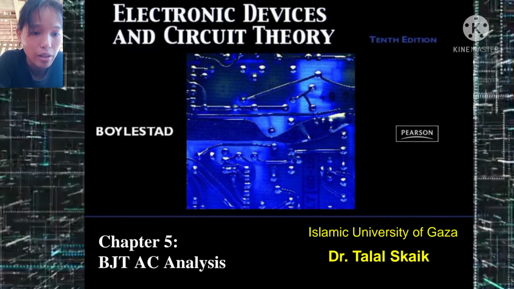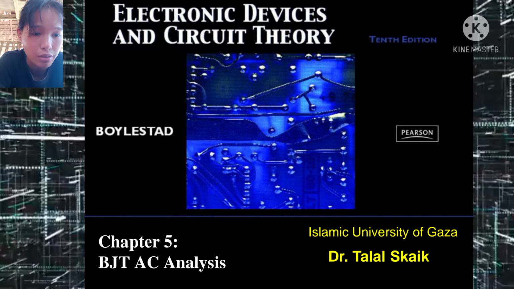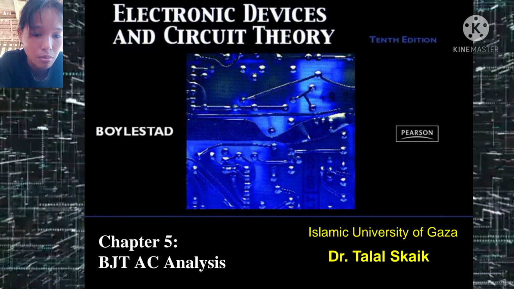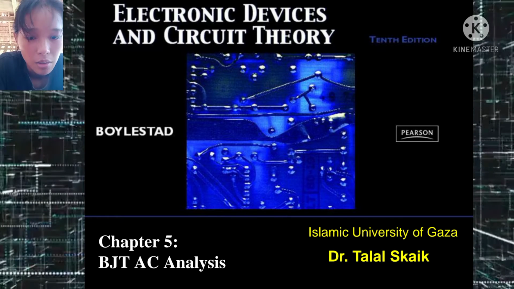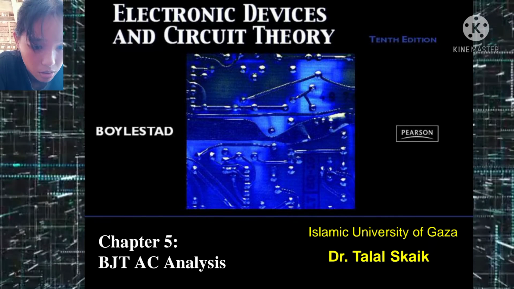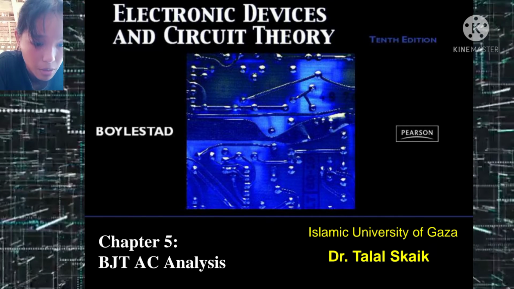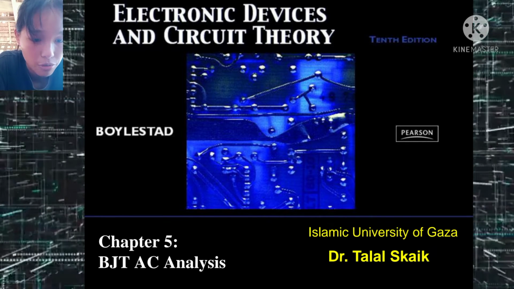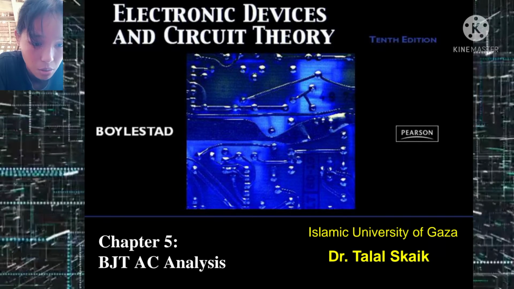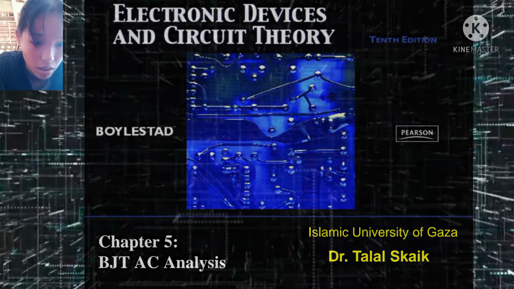So we are now here in chapter 5 of Electronic Devices and Circuit Theory, the bipolar junction transistor AC analysis. In this chapter we are going to examine the AC response of the BJT amplifier by reviewing the models most frequently used to represent the transistor in the sinusoidal AC domain.